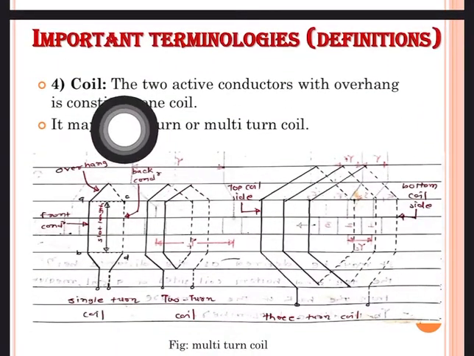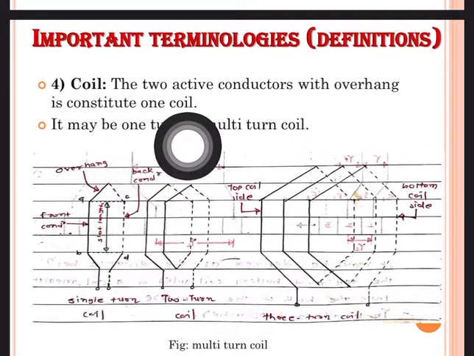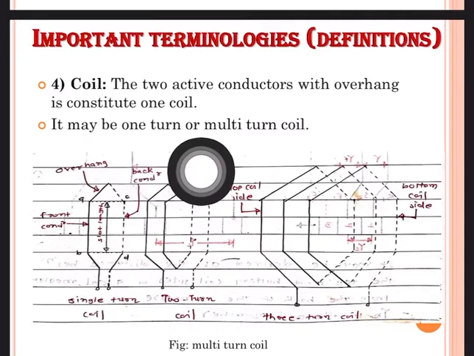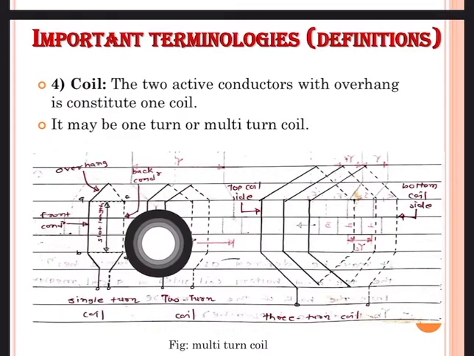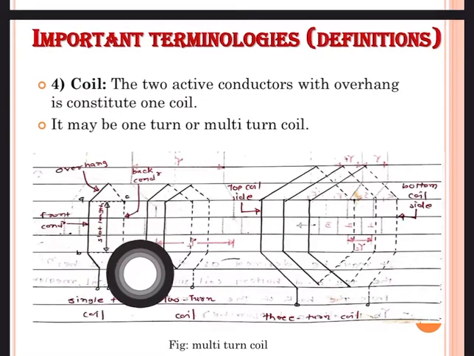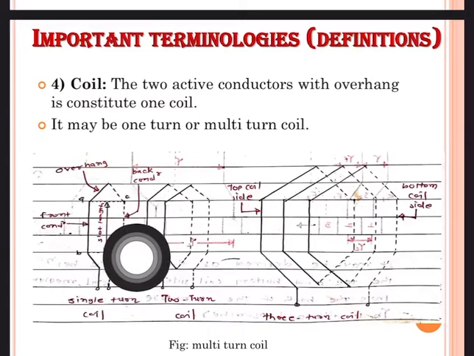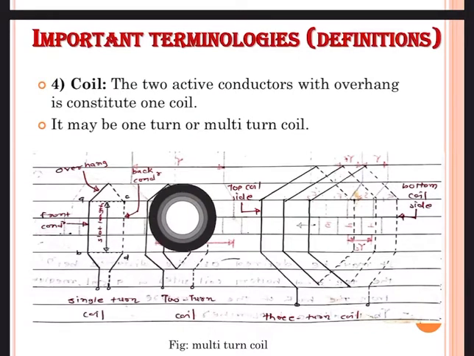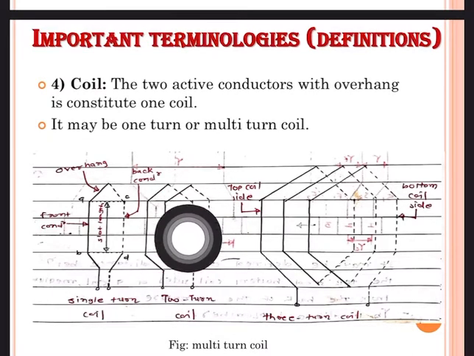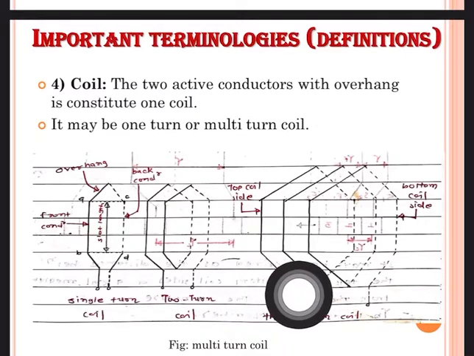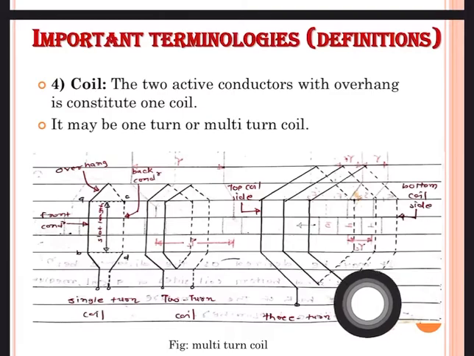Now coil. Two active conductors with overhang constitute one coil. It may be a one-turn or multi-turn coil. So these two active conductors with overhang constitute one single-turn coil. Then this is a double-turn or two-turn coil because it consists of two turns. This is a three-turn coil because three turns are there.